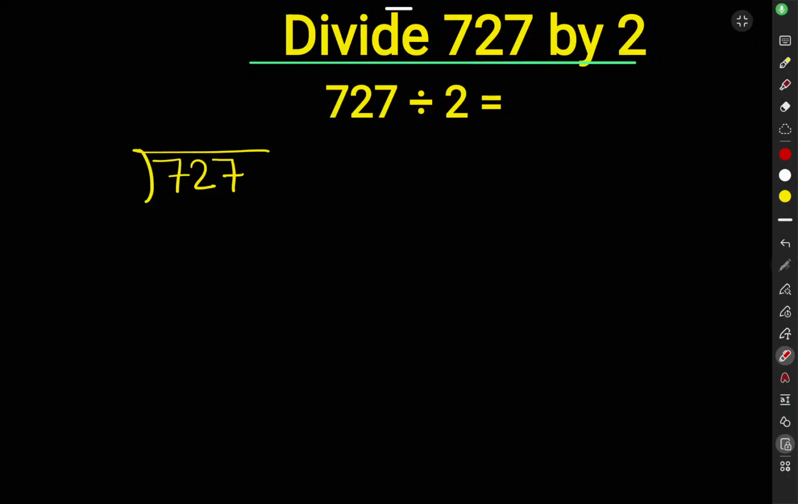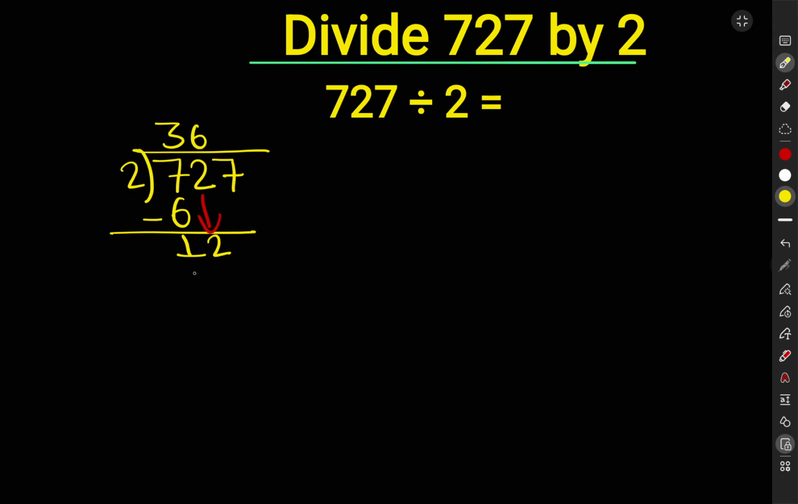We divide 727 by 2 in a long division method. So 2 times 3 is 6. On subtracting, we get 1. So now we put down these 2 and it is 12.